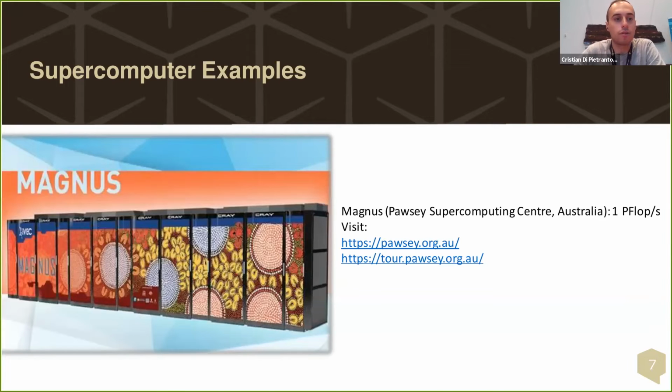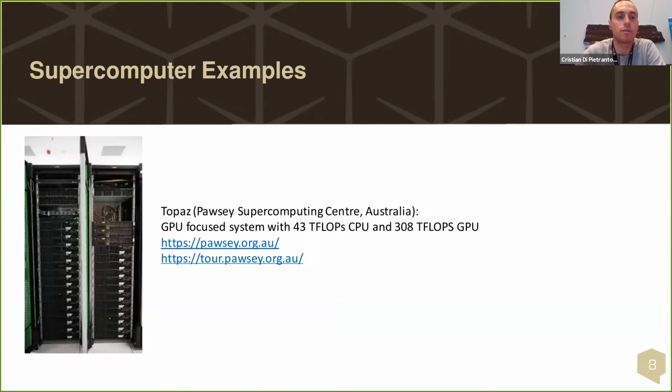Today, we are not going to use Magnus. We are going to use smaller clusters that we host at Pawsey. One is Topaz, which is a GPU-focused system. A system may have CPUs and may also have GPUs. Topaz has CPUs, of course, but also provides around 40 GPUs for GPU-accelerated computations.